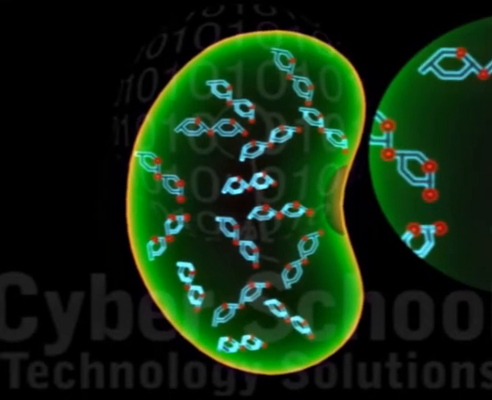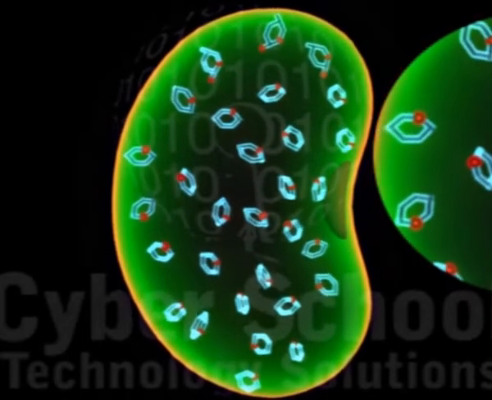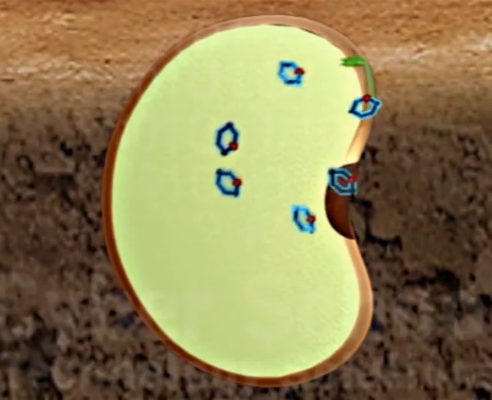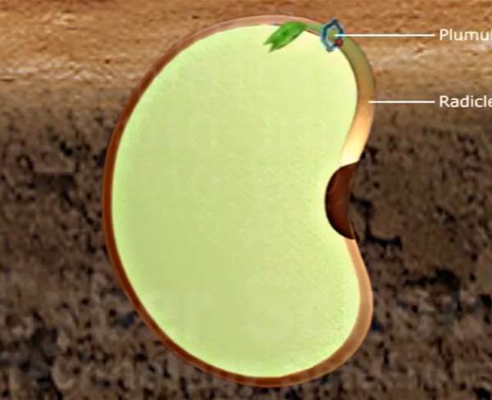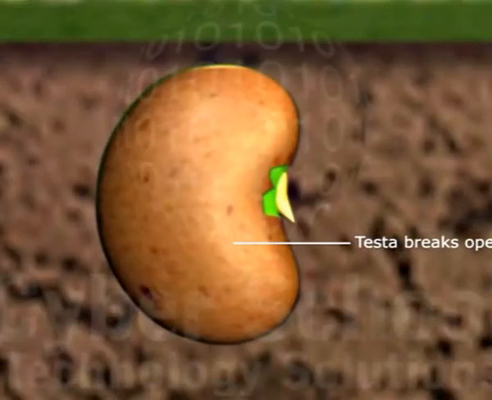The enzyme amylase in the seed is activated. Amylase breaks down the stored starch molecules to maltose. The maltose is further broken down to glucose. The glucose molecules diffuse into the embryo, radicle and plumule of the seed.